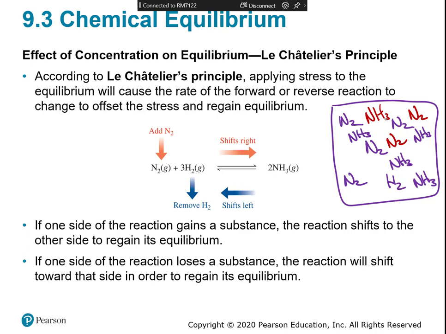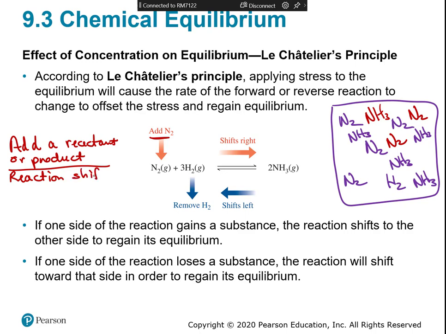So what he found is anytime you add something to a reaction that's at equilibrium, the reaction always shifts away from whatever you add. It doesn't matter if it's a reactant or product. The reaction always shifts away from whatever you add.